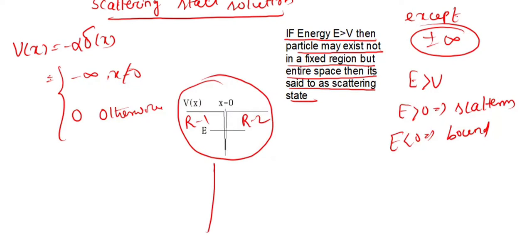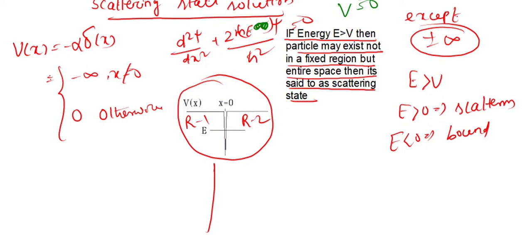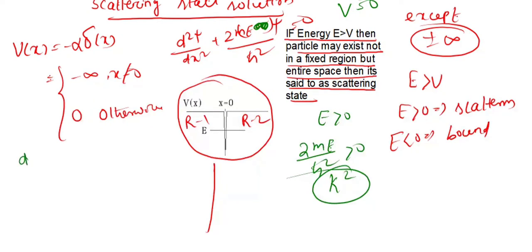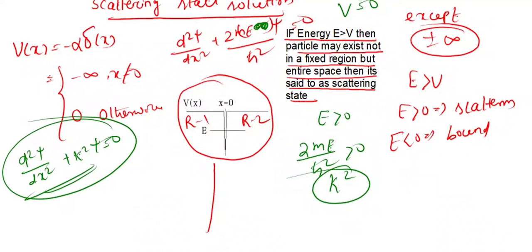For region 1, our Schrodinger equation always remains the same: d2 psi by dx square plus 2m(E minus V) psi upon h bar square is equal to 0. As V is equal to 0, you can remove it, so 2mE upon h bar square times psi is equal to 0. Here E is greater than 0, so 2mE upon h bar square must be greater than 0, and you can write it as k square. So our differential equation is now straightforward: d2 psi by dx square plus k square psi is equal to 0, and its solution is psi is equal to some constant A e to the power iota kx plus B e to the power minus iota kx.